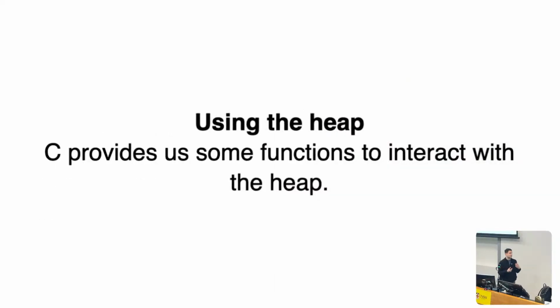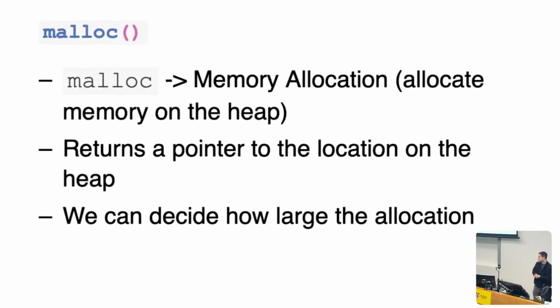C provides us some functions to interact with the heap. This is one of the most important functions. It's an iconic C function called malloc. It stands for memory allocate or memory allocation. Is that a hand or a scratch? No, scratch. Memory allocation. So you're allocating memory on the heap.